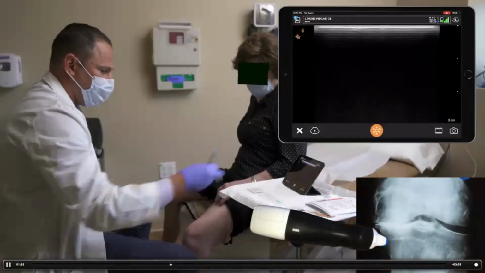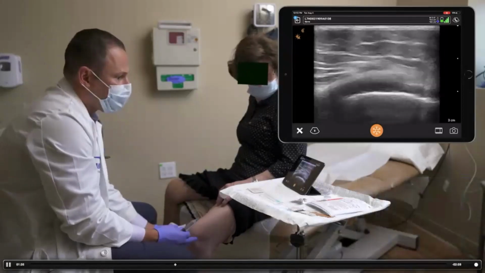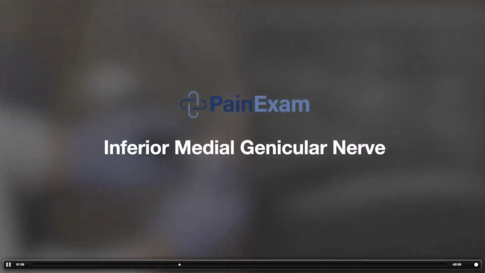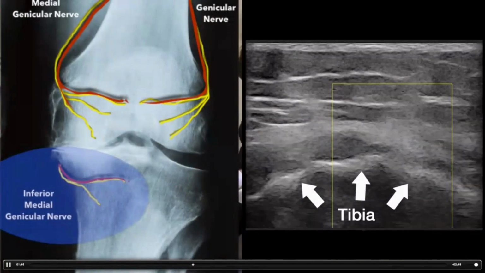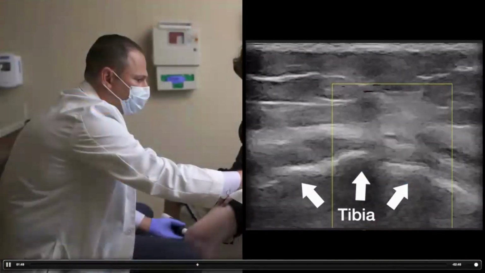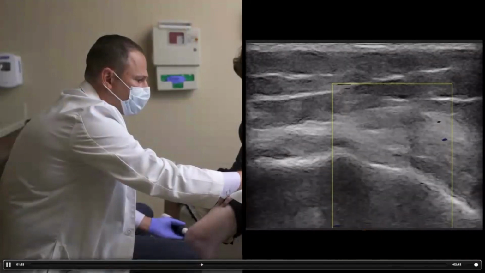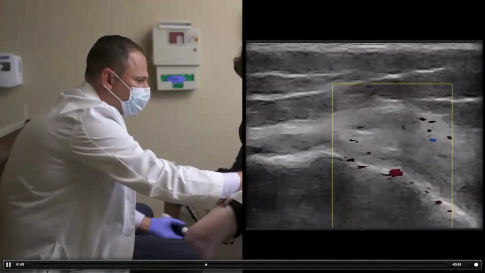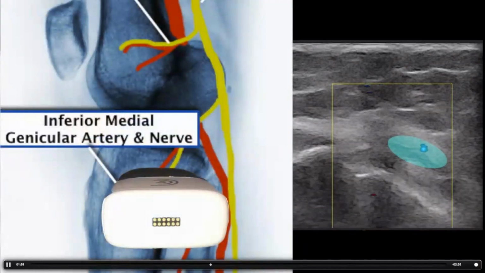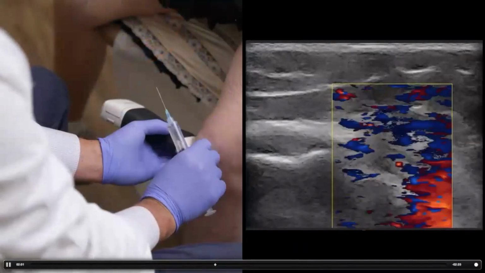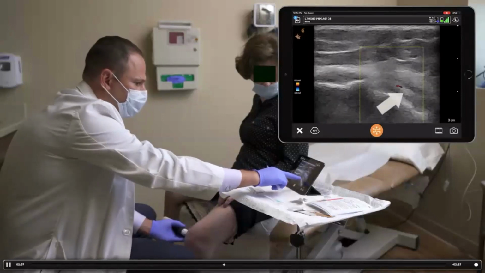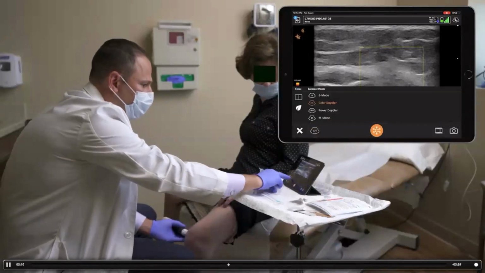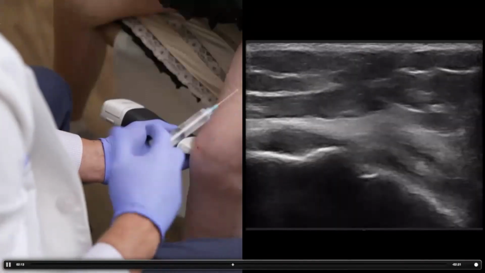Now we're going to target the inferior branch of the medial genicular nerve, going below the knee joint onto the tibia, the medial aspect, looking for the blood vessel. It's a small nerve here, may be difficult to find at times. It runs with a blood vessel and superficial to the bone. It appears that the nerve is right here. Take off my Doppler. Go pinch.